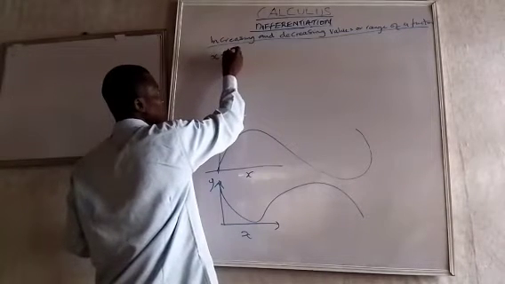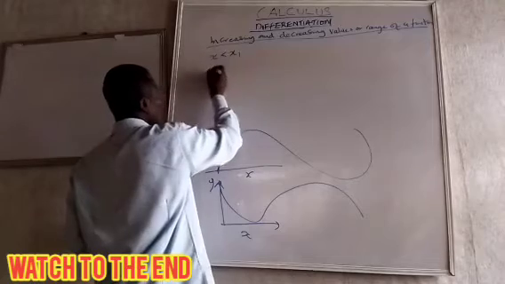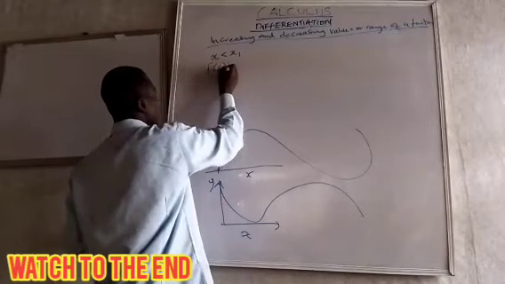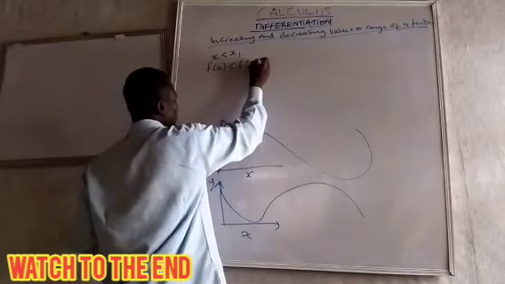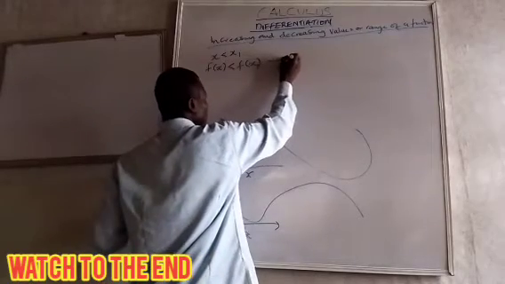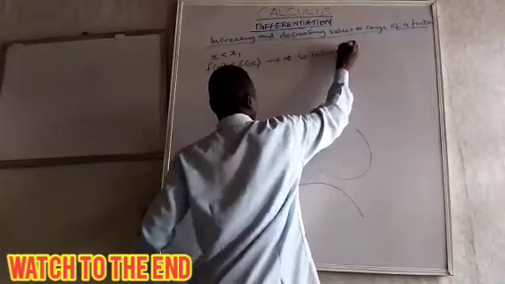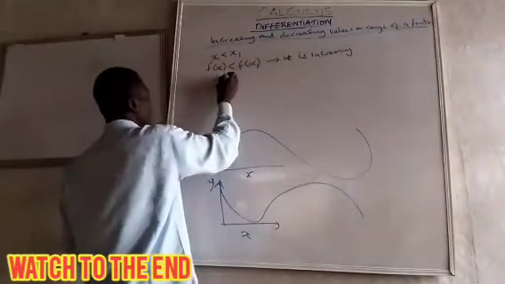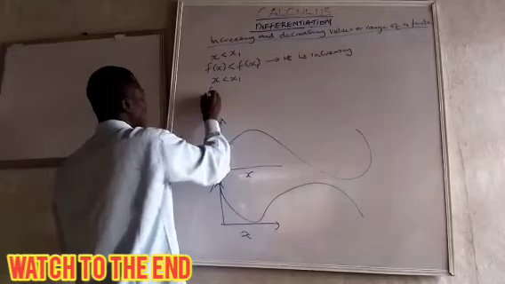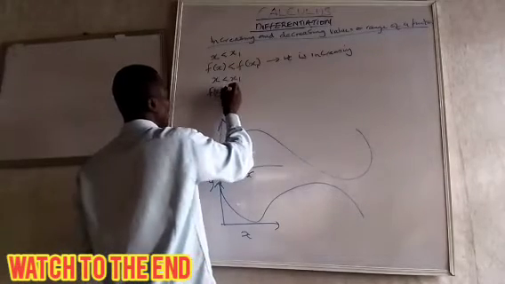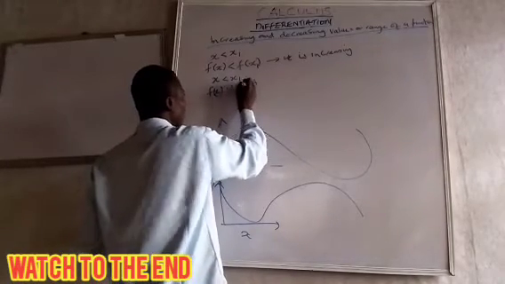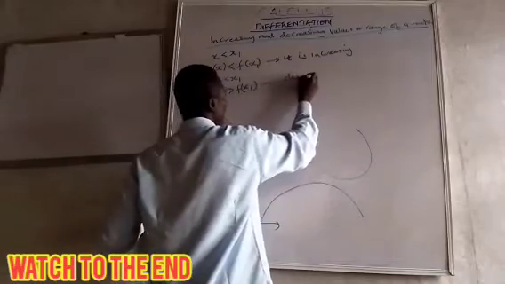If we have x less than x1 and f(x) is less than f(x1), it means it is increasing. If x is less than x1 and f(x) is greater than f(x1), it means that it is decreasing.